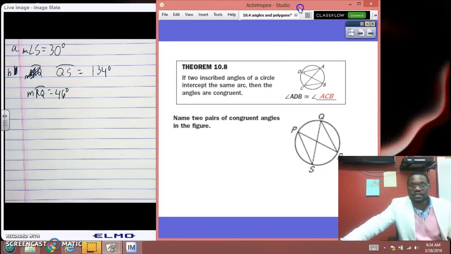Alright, so it says here, name two pairs of congruent angles in the figure. Angle SPR and angle SQR intersect the same arc. You see that? So this angle and this angle intersect the same arc right here. And the same thing goes in the other direction. That angle PSQ, so this angle right here, and angle PRQ, this angle right here, intersect this same arc. So those are two sets of congruent angles in the figure.